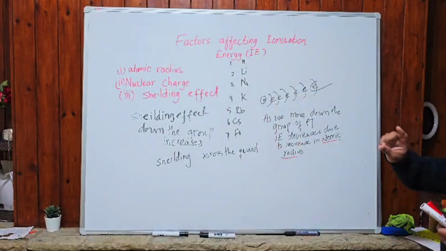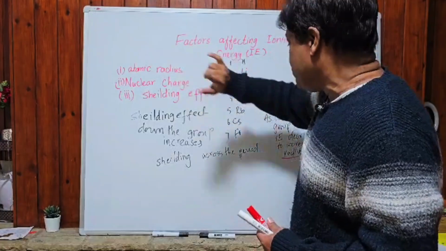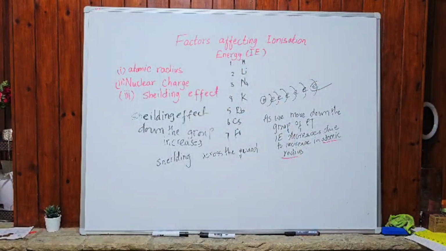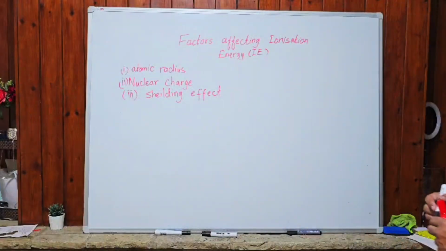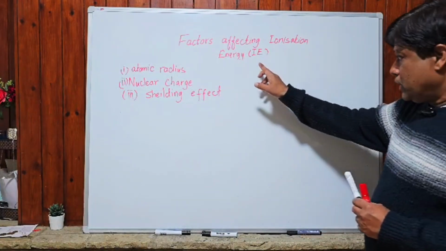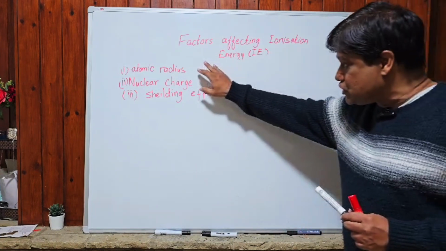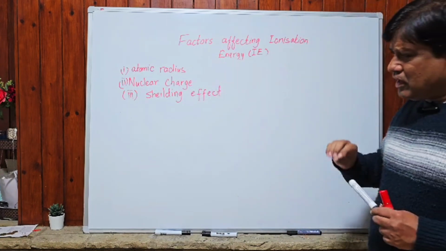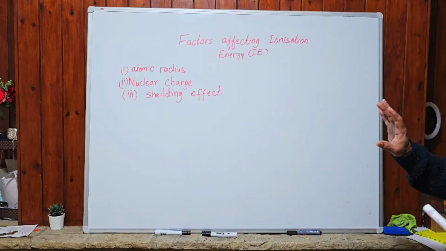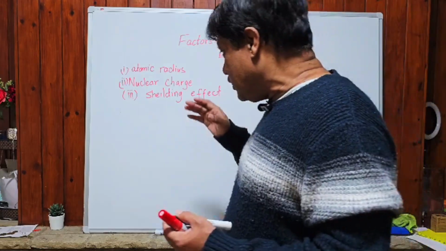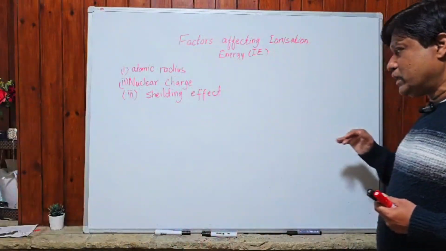Now, what's the relationship between ionization energy and atomic radius? Ionization energy, the IE value, decreases down the group. So what happens to the ionization energy across the period? I'm repeating my words. These are called trends, and these trends repeat in the periodic table at regular intervals of time.